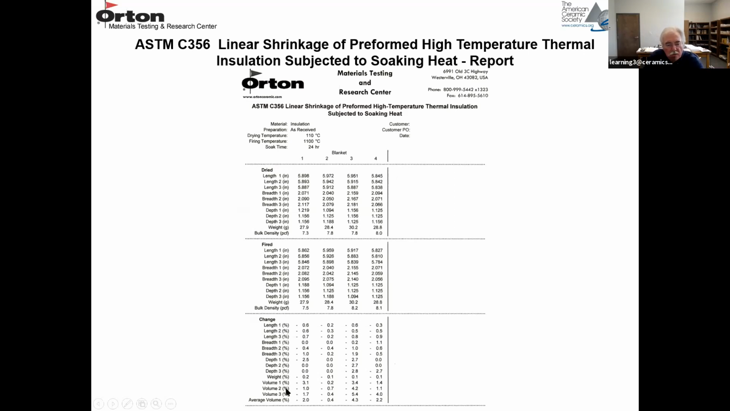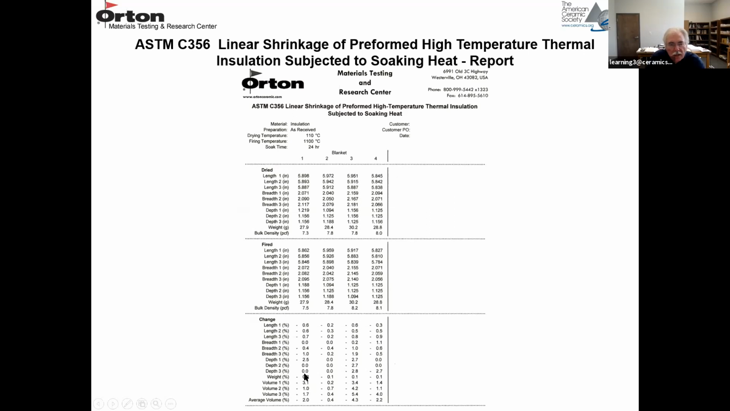So you get a volume percent decrease. Volume 1 was in this range, 0.2 to maybe minus 3%. Volume 2 is about 1 or 0.7 to 4. Volume 3 is in the same range, about 0.4 to a little higher, maybe 5. So those are the shrinkages of the 3 volumes, the way you calculated them from the 3 sets of measurements. And the average volume is what you're interested in: minus 2, minus 0.4, minus 4.3, and minus 2.2. So they're quite variable here for this particular material.